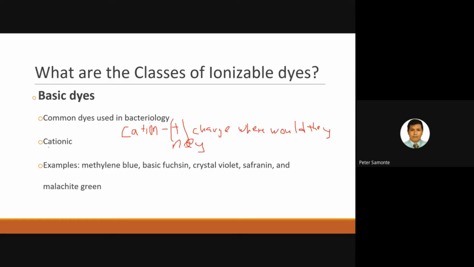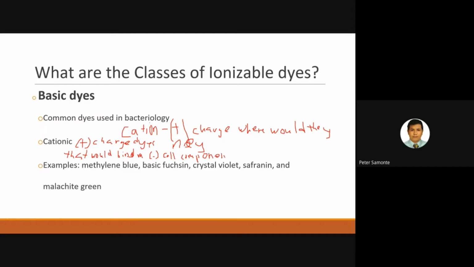So here, class, in your cationic, this is a positive charge that would bind with negative cell components. Again, your cationic are positively charged dyes that would bind with negative cell components.